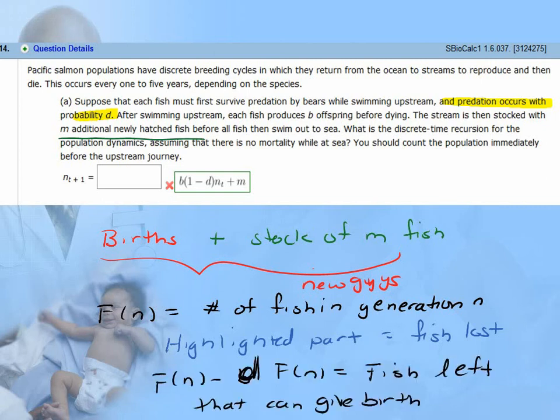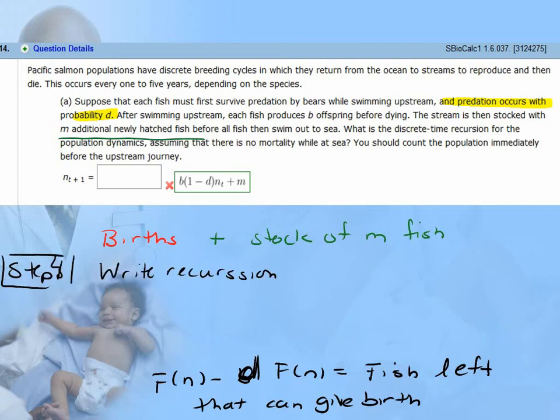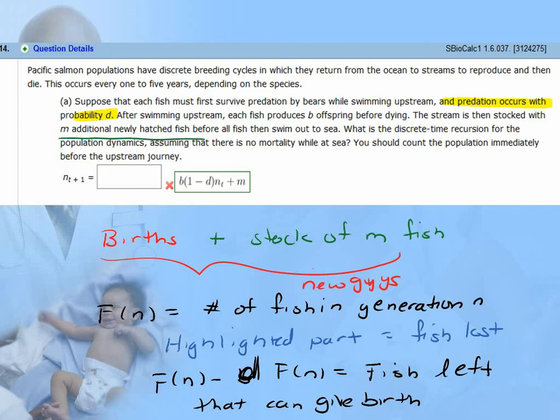What will be left? I told you, this is hard. You have to think it through. So it's going to be all the fish that were there in generation n minus the ones that got killed off. D times the amount that was totally there were the ones that were killed off. So these guys are the ones that made it upstream and can have babies. So far with me? It's a story. Modeling's a story.